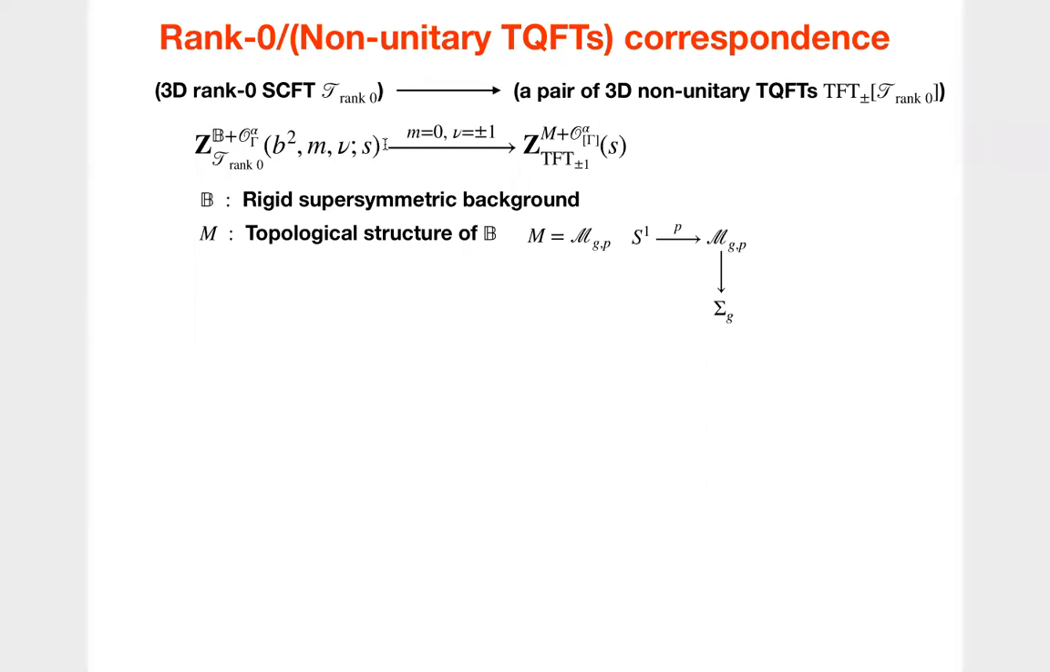But what we are claiming is that in this limit, this partition function dependence will drop out, except for the information of the topological structure of the supersymmetric background. This is the main claim of our talk, and we will verify this claim for various examples of supersymmetric backgrounds and various examples of rank zero CFTs. So let me explain what these parameters are.